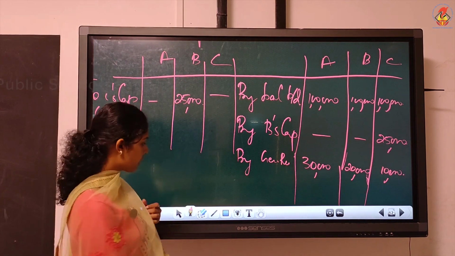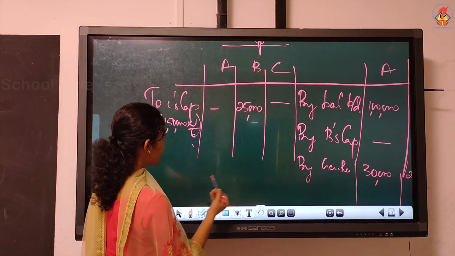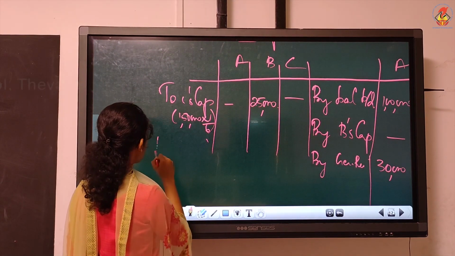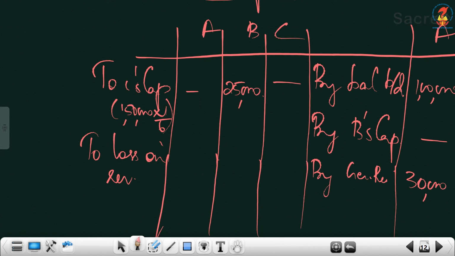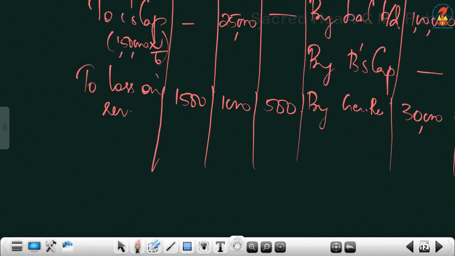Here there is loss on revaluation that must be taken to the opposite side. So it will be to loss on revaluation. The amounts are 1,500, 1,000 and 500. With this, your partner's capital account is over. All 4 steps we have included.